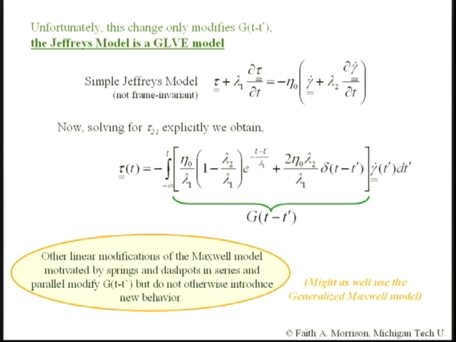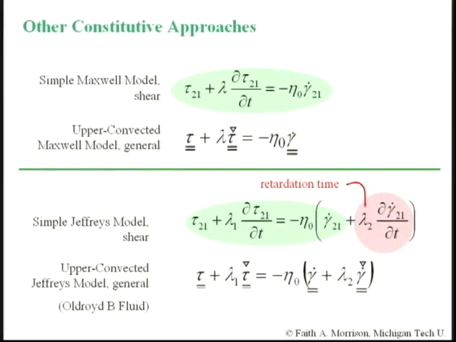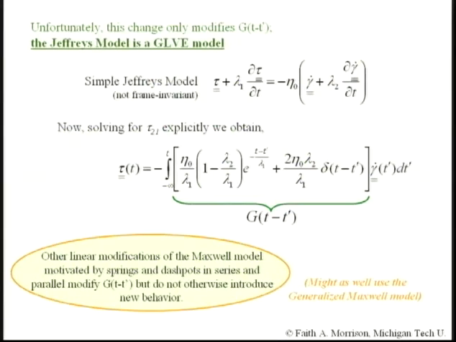So, as it turns out, linear modifications of the Maxwell model, motivated by springs and dashpots, will change what you predict for g of t minus t prime, but will not change the constitutive equation. So this realization shut down a generation's worth of research. Going back to our Maxwell equation, though, this modification was a linear modification, adding this term on, but we can do nonlinear modifications.